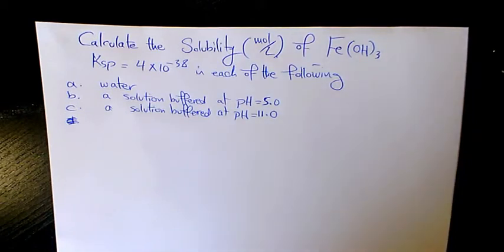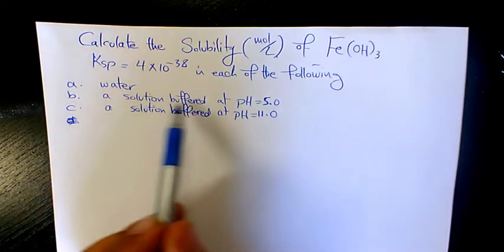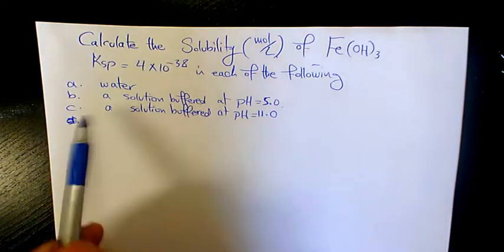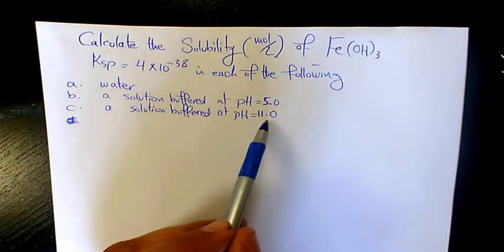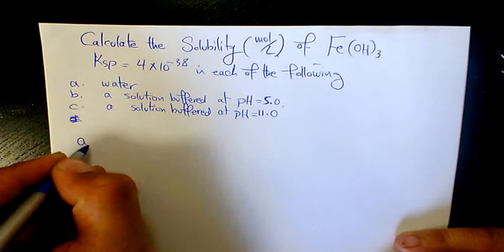Welcome to another video. In this video I want to show you how to find out the solubility of Fe(OH)3 with Ksp 4 times 10 to the power of negative 38 in each of the following solutions. Part A, water. Part B, a solution buffered at pH equals 5. And C, a solution buffered at pH equals 11. We'll start with the first one.